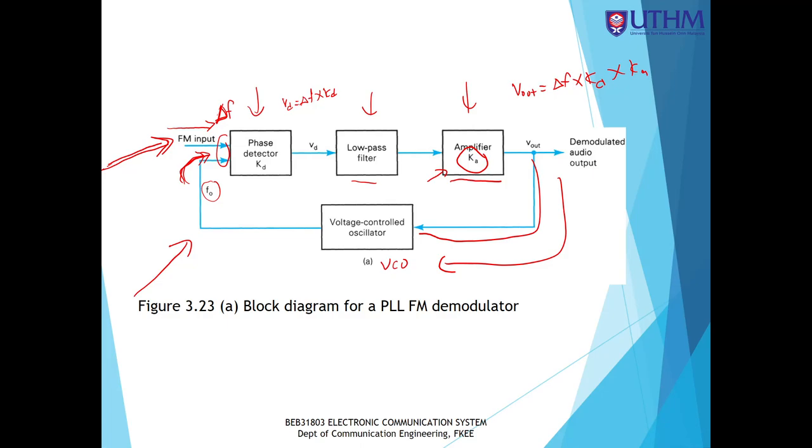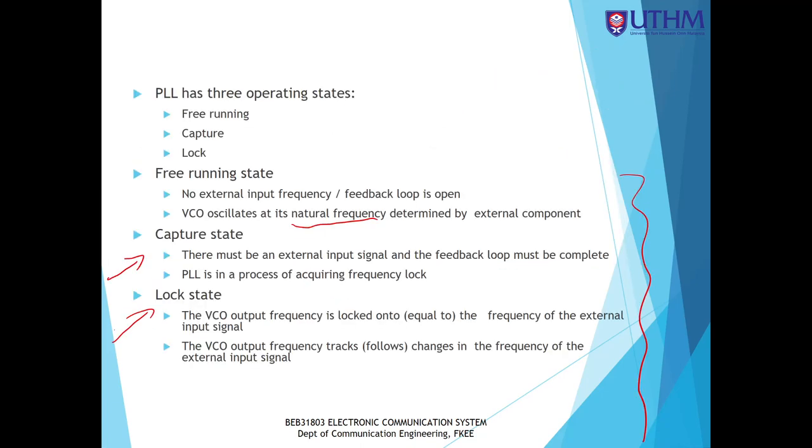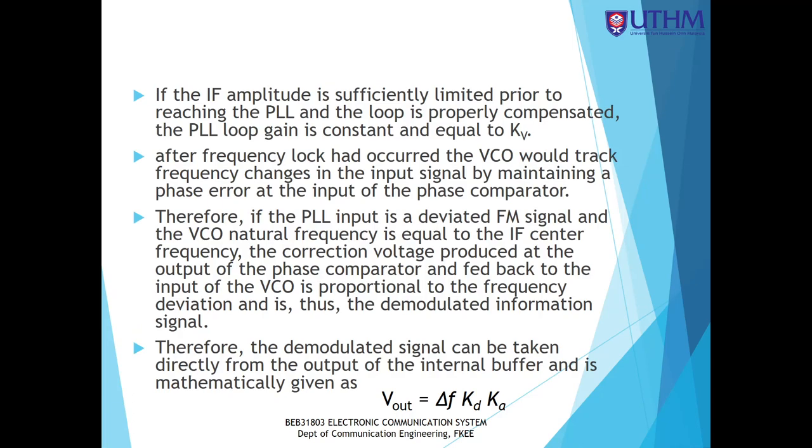And here you see we're going to produce a different set of output. At lock state, we're going to produce a different kind of Vout. Tadi masa kita dalam capture state, kita mencari, we are finding the frequency. That's the job of the oscillator. We're finding the input frequency. So the output voltage is Vout equal to delta F multiplied with KD, KA. So this is the output voltage, okay?